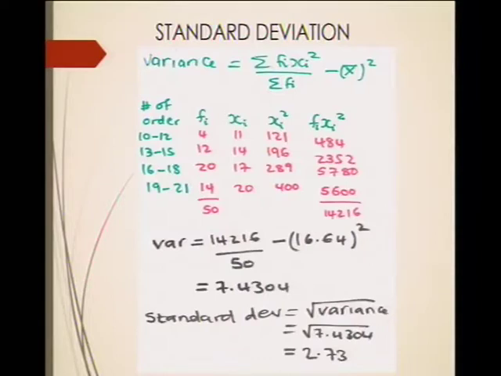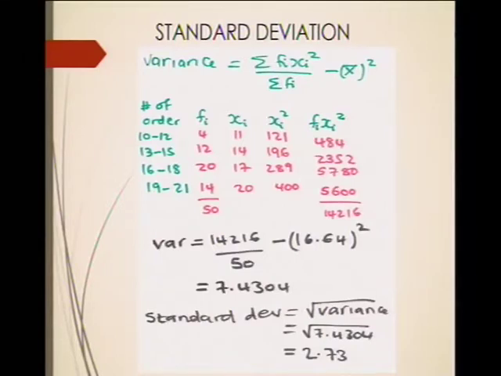11 squared, 14 squared, 17 squared, 20 squared. You get that in the fourth column. And then multiply the second column with the fourth column, and then you get the fifth column. And then you take the sum of the fifth column, divided by 50, minus the mean to the power of 2. So first you have to say 16.64 to the power of 2. You get the answer. Then you write it down.